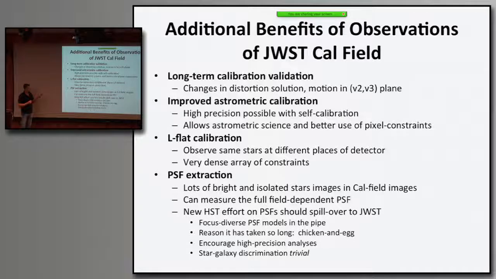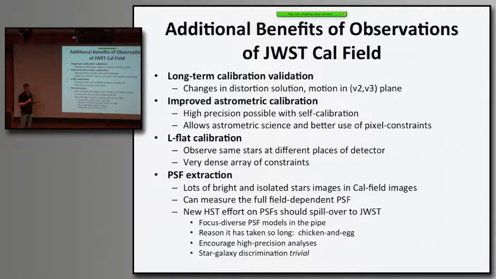Another thing that is going to be doable right out of the box with these observations is if you take some large dithers, you can do a calibration of the L-flat, long-wave flat field components of the calibration files. And so you basically observe the same stars at different places of the detector, look at their throughput, and you have a very dense array of constraints that allow you to really tie down the photometric sensitivity as a function of location on the detector.